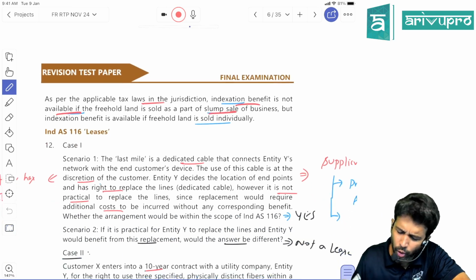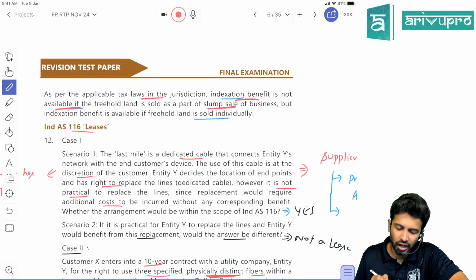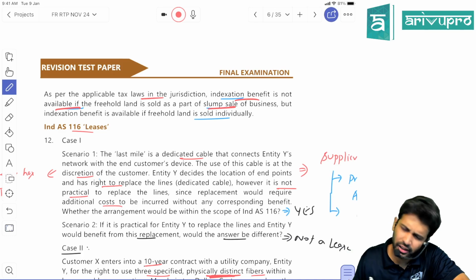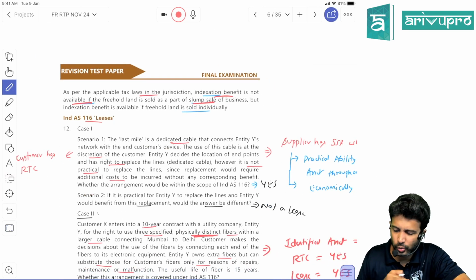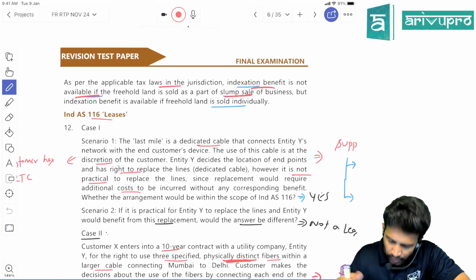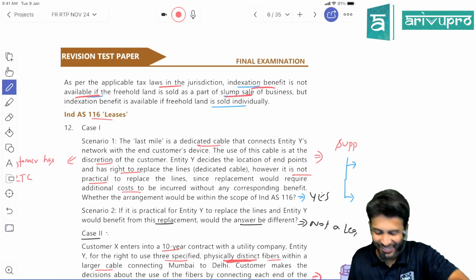Fair enough. So that's all in this question. Pretty straightforward one. Over. Next is Ind AS 116 cases. Again, a theoretical case study, a repetitive one. We have done such questions in our regular class as well. Without further delay, let's quickly run through that as well.